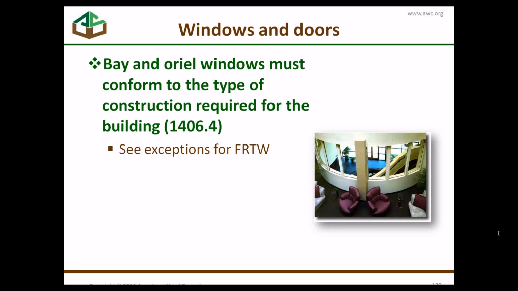So go to your exterior wall requirements for your windows and doors. There is a special code section on bay and oriel windows with an exception for fire retardant treated wood. In general, they have to be the same as the construction type of the building.